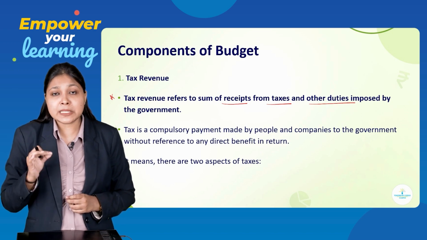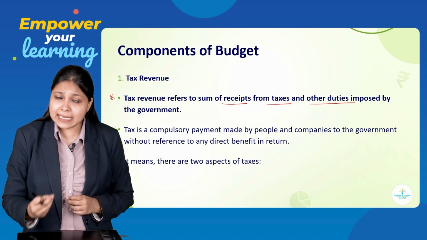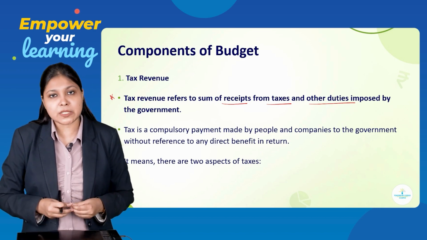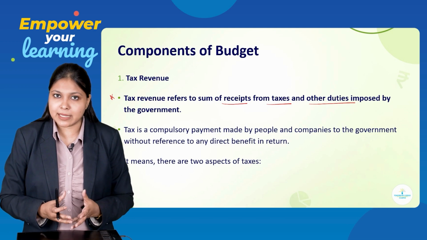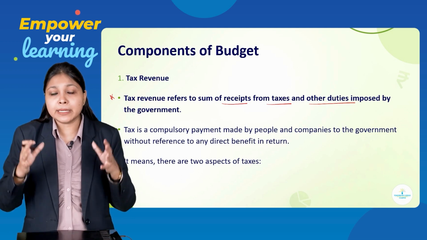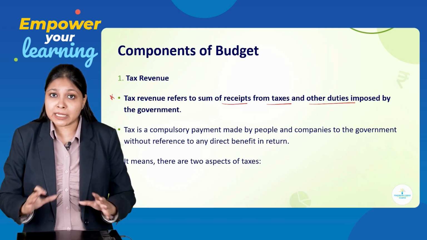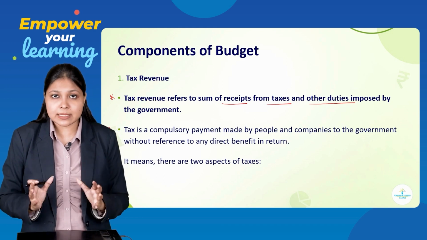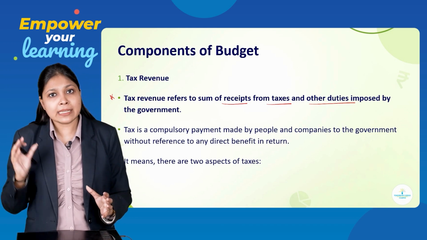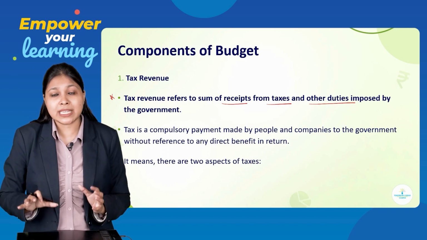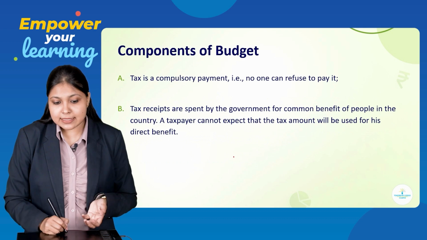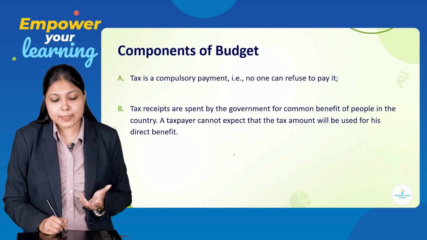No, government does not give returns or do anything for one specific individual, or for one specific organization or unit for that matter. Whatever government does, it is going to be for the benefit of the entire country. So that is why this is a compulsory payment and government will not give the returns to any specific individual. So, two aspects of taxes again we have, very important aspects.